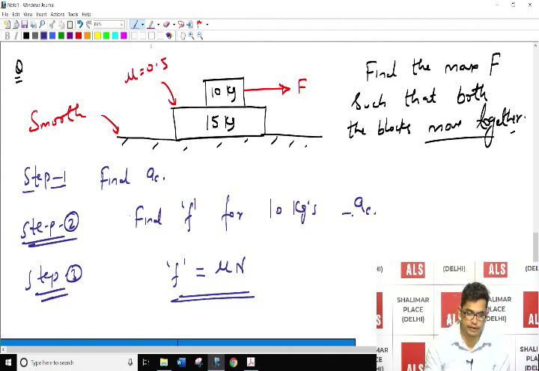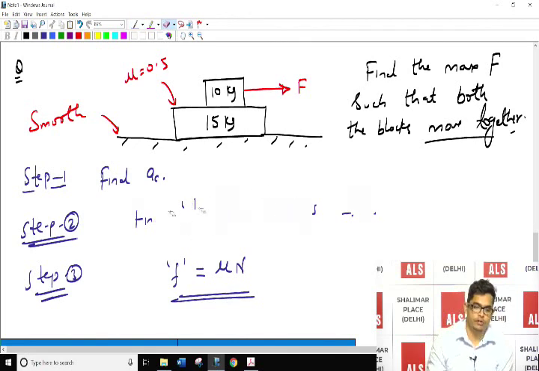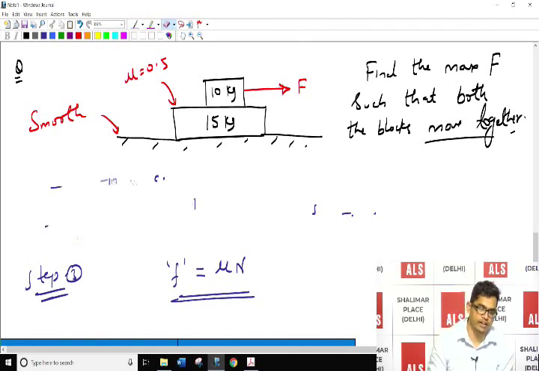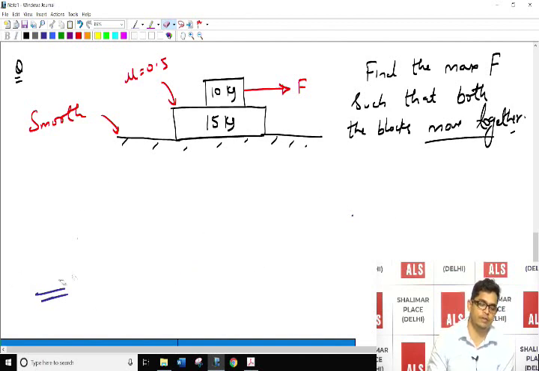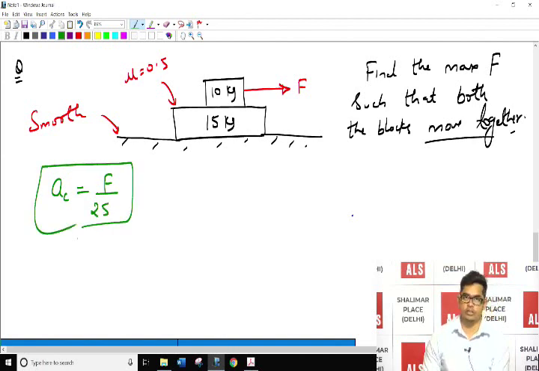Okay, so let me explain the solution. So I am removing this. So first step is find the common acceleration. We have to find the common acceleration. Obviously, this will be in terms of F. So common acceleration AC is equal to capital F by combined mass. This is 25. This is the common acceleration.